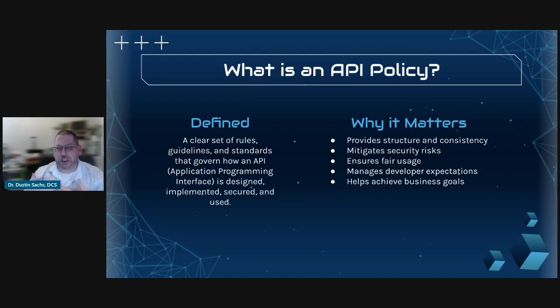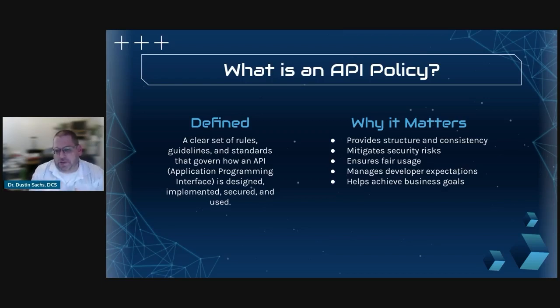It also ensures fair usage. It also ensures that the API is being used appropriately. There may be a license requirement, or some concern that you want to make sure is addressed, so that the API is being used properly.